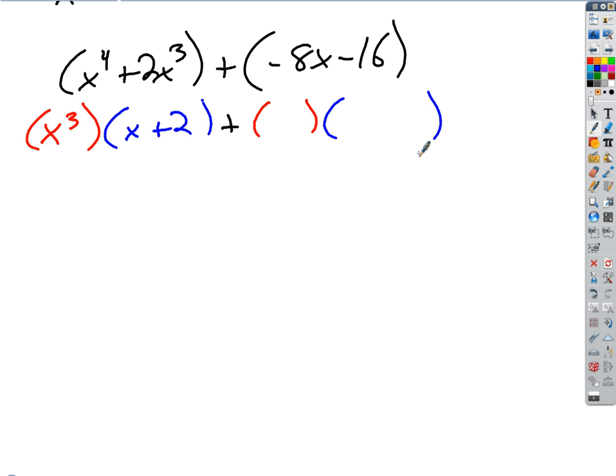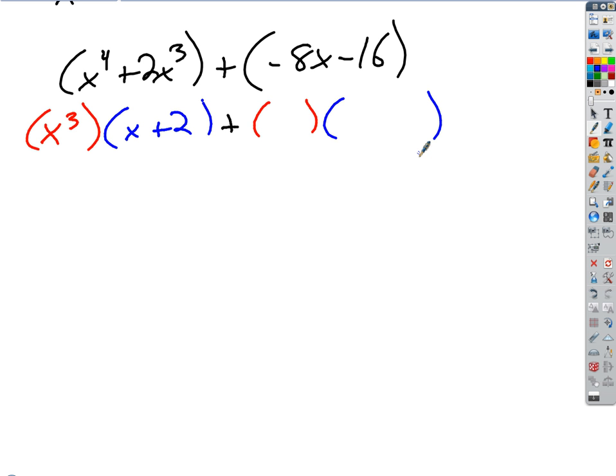What do I write next? Cody, what's next? 8x, or distribute the. Okay, I think you're onto something, but what do we always write next? We know that, which part has to be the same in those two groups? The blue or the red?